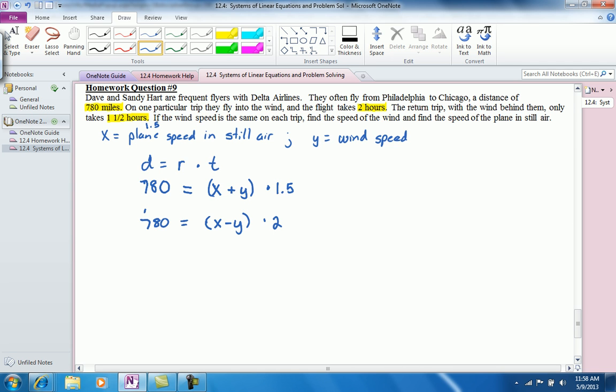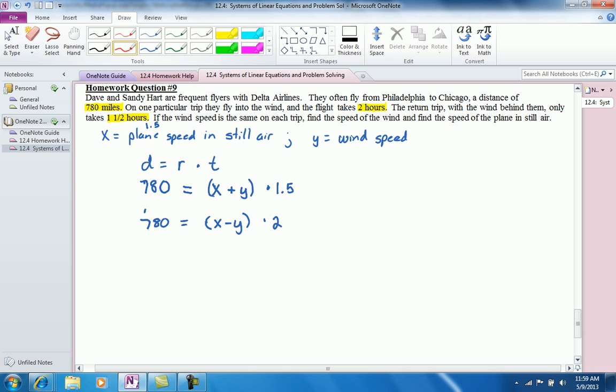So take a second now and make sure you understand these two equations. We've taken this word problem, we've set up our system of two equations. The first one is the one where the wind's helping us. It only takes us 1.5 hours because we're going faster. And the second one is where the wind's hurting us. It takes us 2 hours to go the 780 miles. It takes us a little bit longer.